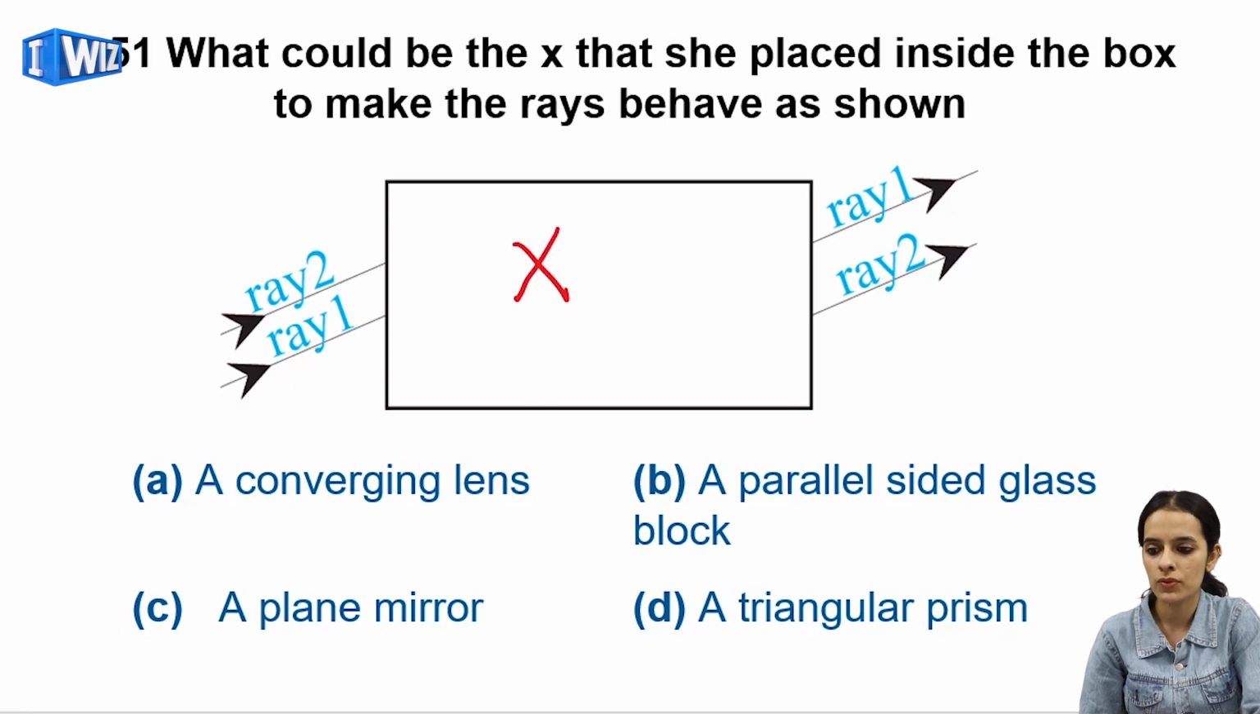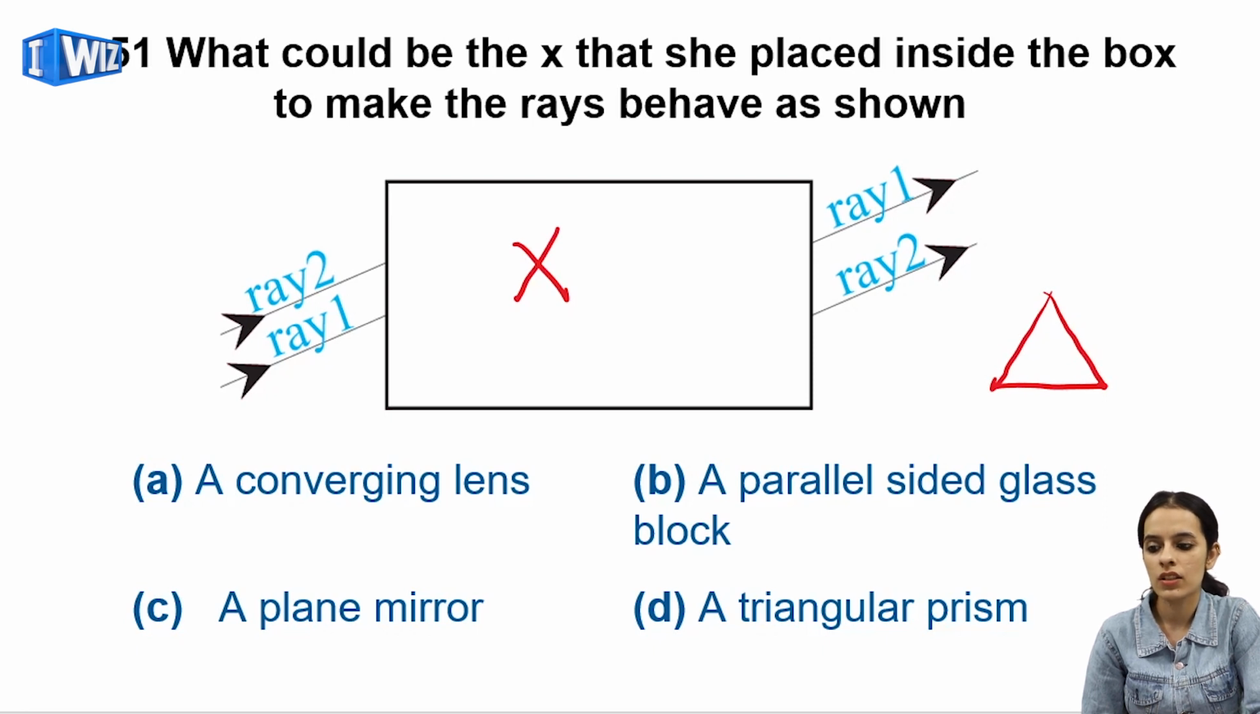What is the type of this central rectangular box which you can see over here? The first option is a converging lens. Second, a parallel sided glass block. C, a plane mirror. D, a triangular prism. It's not a prism, we can see that because a prism is somewhat like this.